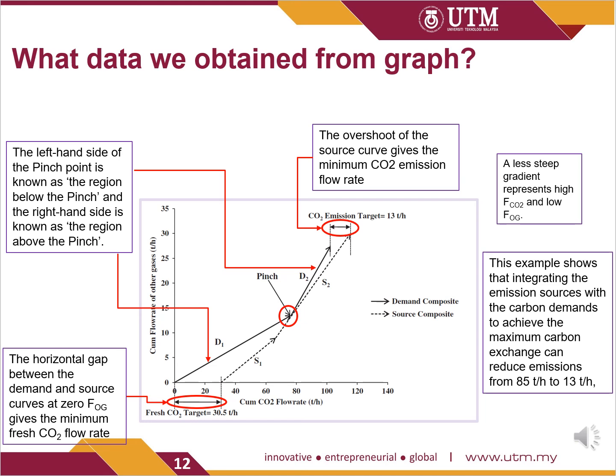As you can see from the graph, the left-hand side of the pinch point is known as the region below the pinch, and the right-hand side is known as the region above the pinch. The overshoot of the source curve gives the minimum CO2 emission flow rate, while the horizontal gap between the demand and source curve at 0 FOG gives the minimum fresh CO2 flow rate. So this example shows that integrating the emission source with the carbon demand to achieve the maximum carbon exchange can reduce emission.